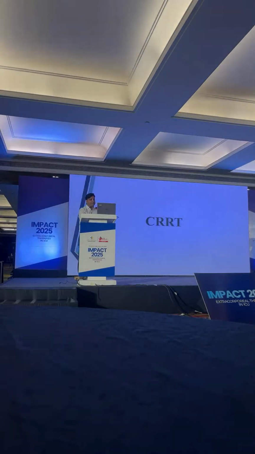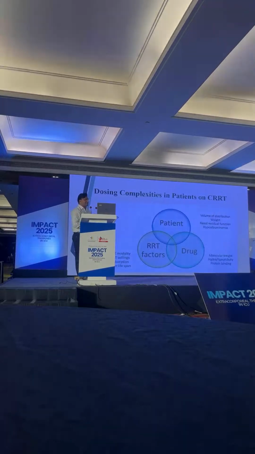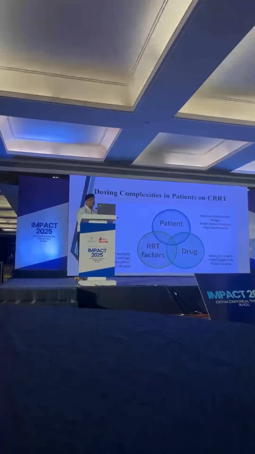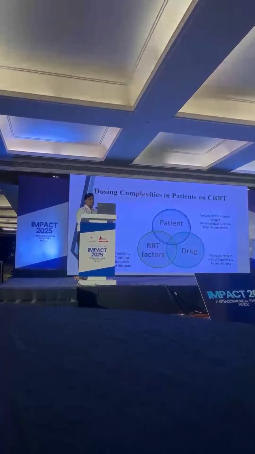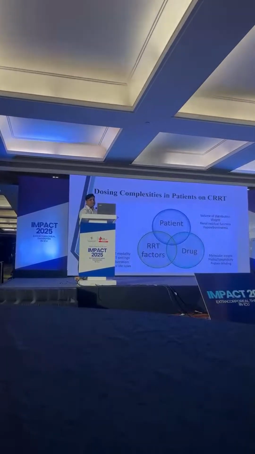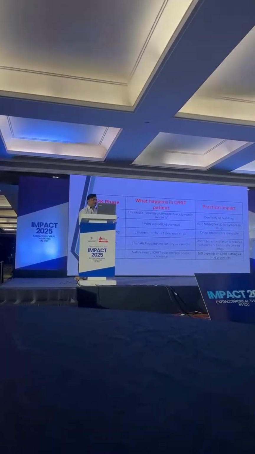Moving on to CRRT. Dosing complexities in patients on CRRT depend again on the three factors which we have discussed, some of which we have discussed already: patient, drug, and RRT factors. Patient factors are volume of distribution, residual renal function, hypoalbuminemia, and weight. Drug factors are molecular weight, hydrophilicity, lipophilicity, and protein binding of the drug. The RRT factors are RRT modality, RRT setting, and filter lifespan. So the phases: absorption, distribution, protein binding, metabolism, excretion.